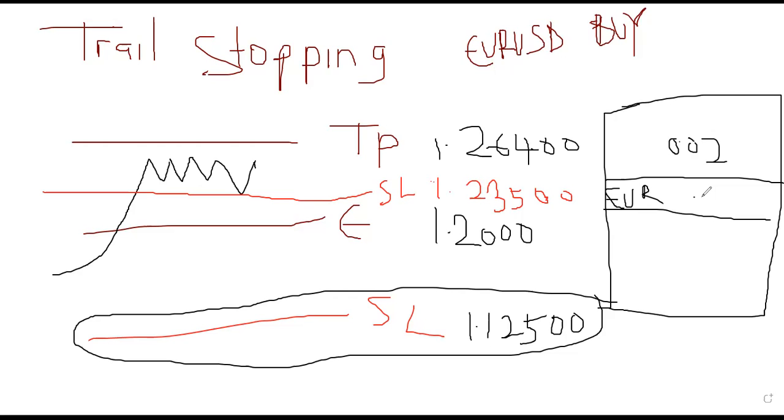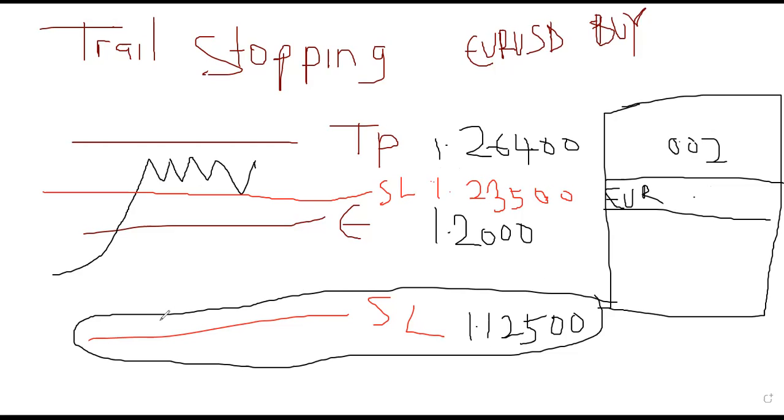Now let's say it goes into profits. Once it goes into profits, that red turns to blue automatically. Let's say the trade has reached a profit of 1.23500, getting close to the take profit. So you can now move this stop loss.